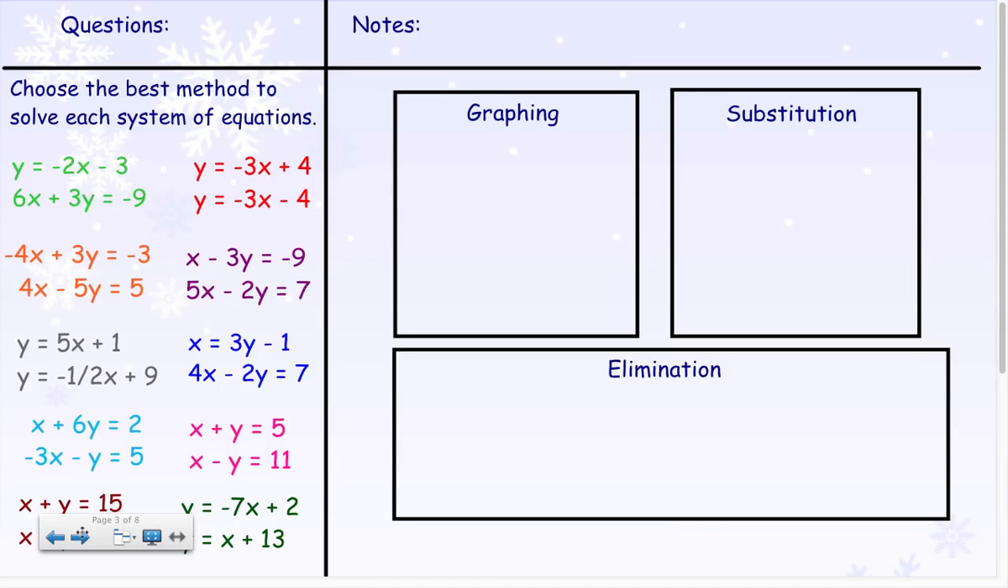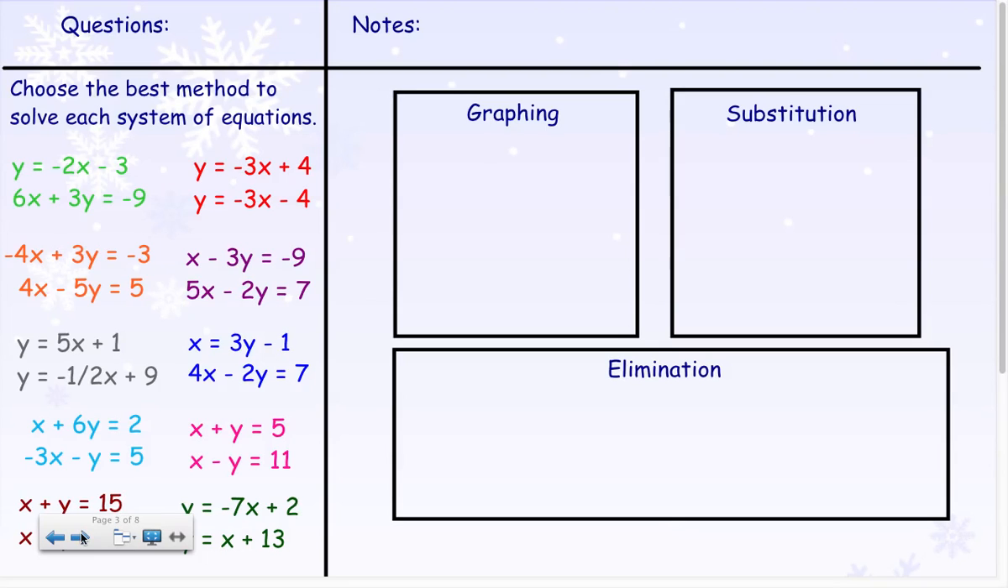All right. So in your notes on the left-hand side, I want you to write, choose the best method to solve each system of equations. You don't need to write all the systems on the left, but I am going to have you fill them in on the right. Maybe pick 2 for each category, so you don't have to write every single one, but you should have 6 of them. 2 under graphing, 2 under substitution, 2 under elimination.